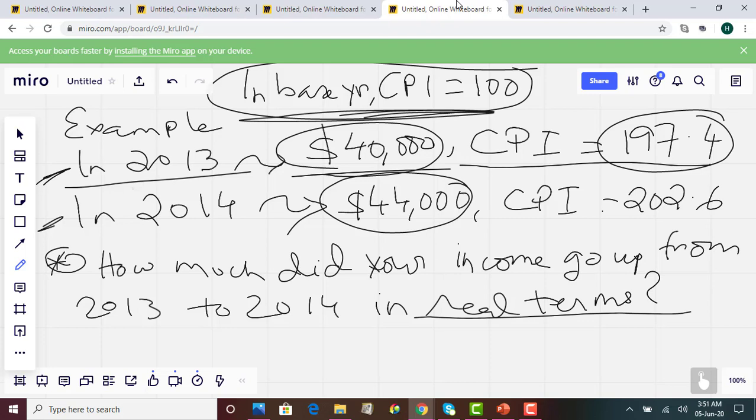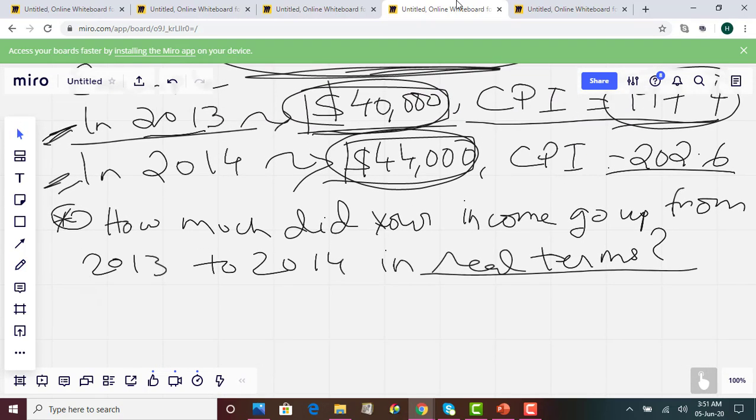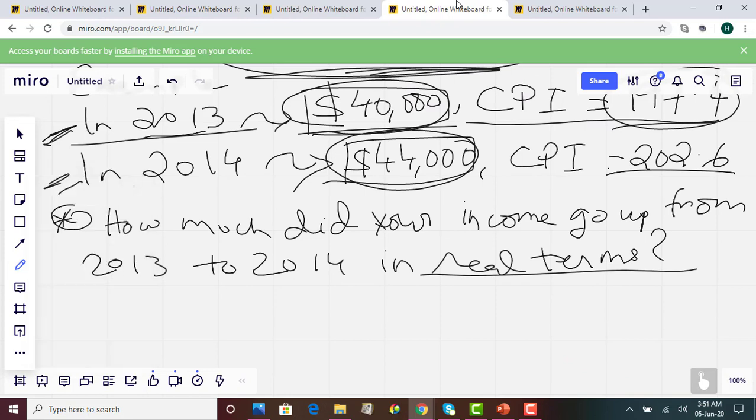Well, nominally it went up by 4,000, right? 44,000 minus 40,000 is $4,000, but we have to consider the impact of price, and we are already given the CPI, so we have to calculate the real income, because 40,000 is the nominal income in 2013 and 44,000 is the nominal income in 2014. So we have to calculate the real income in both years and then see how much the income actually went up.